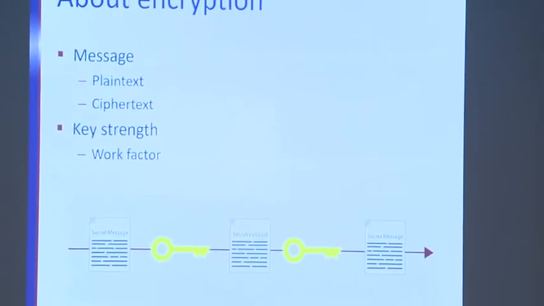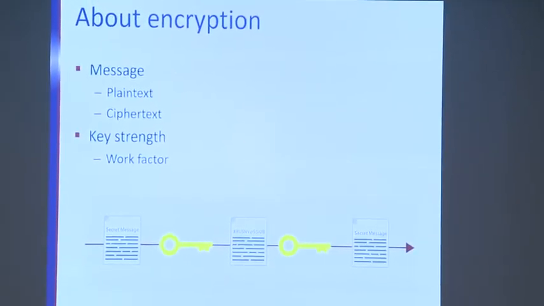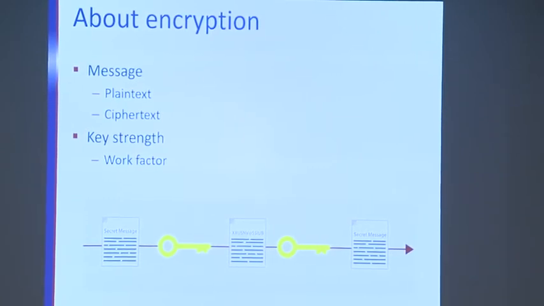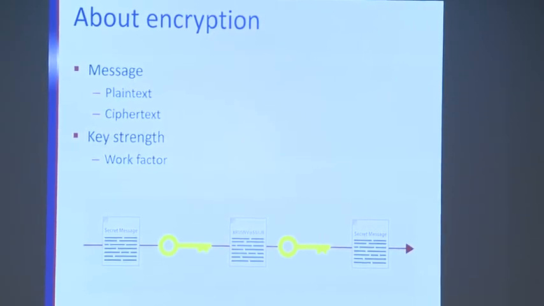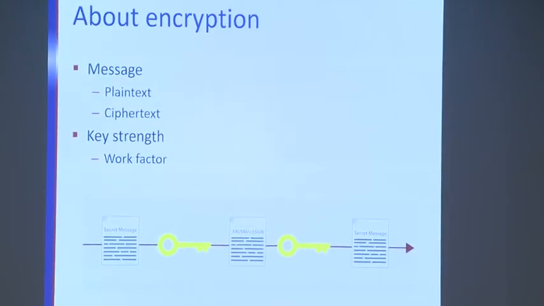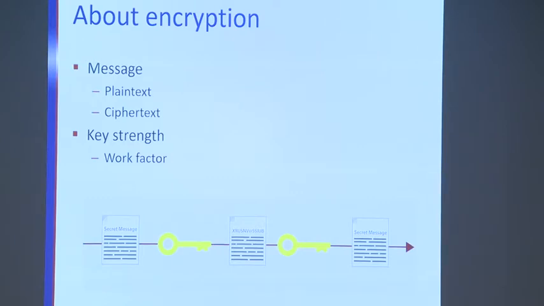We always have to think about how strong is the algorithm, how strong is the key that we have. And one of the things that we think about is the work factor. How long is it going to take for someone to break the key? And that's always the big part of this: do we make the key extremely difficult? It's kind of like your password. Do we make the password so long and so crazy that it's going to take forever for someone to break this? Of course, it's going to take you forever to remember this. Are you going to write this down?